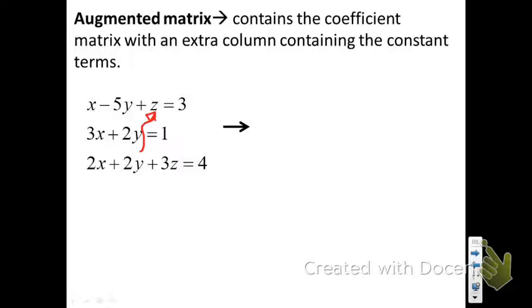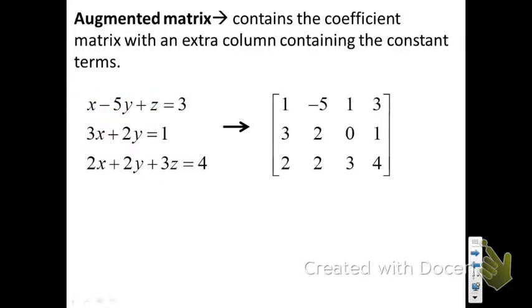So an augmented matrix takes all of our coefficients and makes a matrix with it. So I'm going to show you right here. We have 1, -5, 1, 1, -5, 1, 3, 2, and the 0 represents that there was no z in that middle equation. And then the last one we have the coefficients. So then it also includes the constant matrix right here. And now, instead of a 3 by 3, we're going to use a 3 by 4.